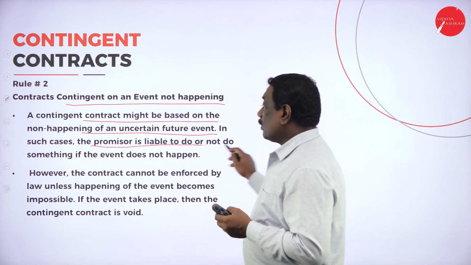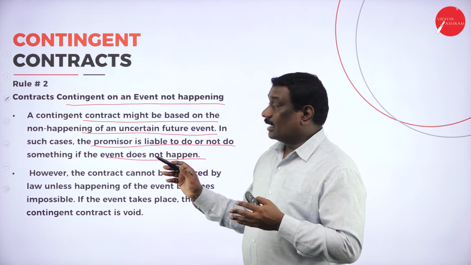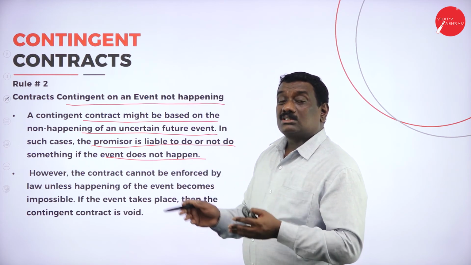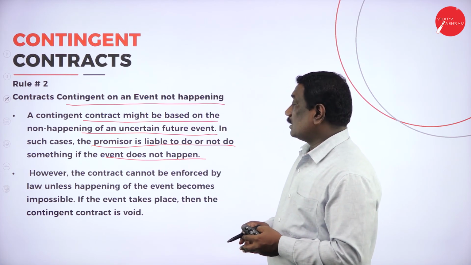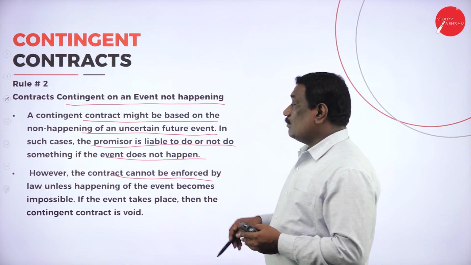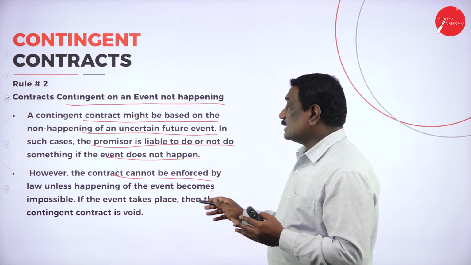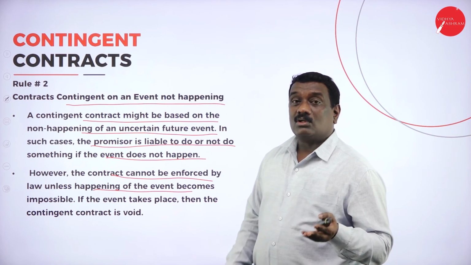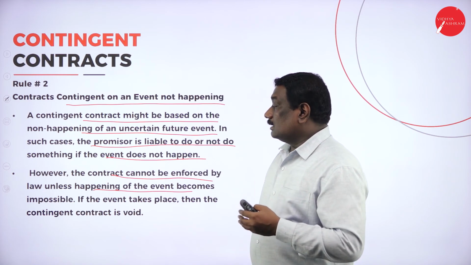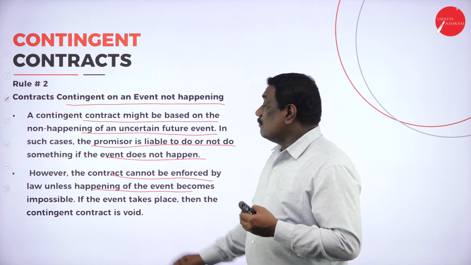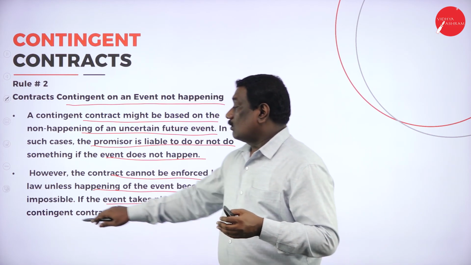In such cases, the promisor is liable to do or not to do something if the event does not happen. So under this particular case, the promisor is liable to do something or not to do something if the event does not take place. However, the contract cannot be enforced by law unless the happening of the event becomes impossible. Now if the event takes place, then the contingent contract is void.